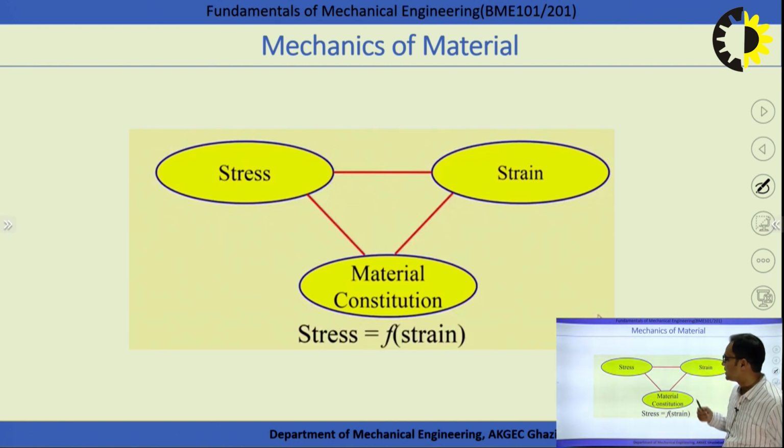So how the stress is induced in the material, how the strain is induced in the material, and what is the relation between them. And this relation, stress as a function of strain, is called the material constitution. Material constitution means it characterizes how the stress, strain, and the relation develop in the material.